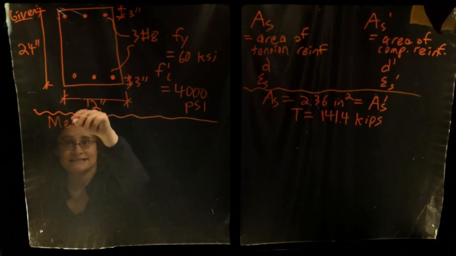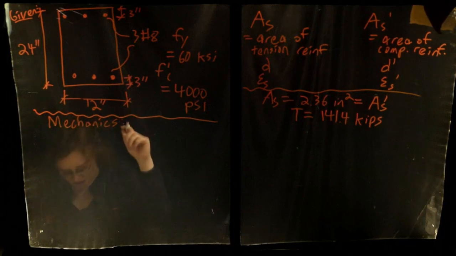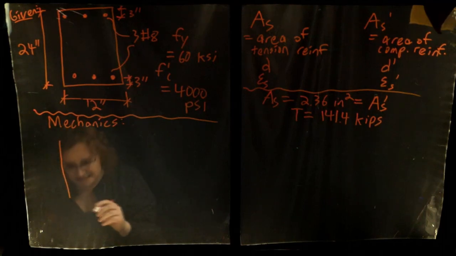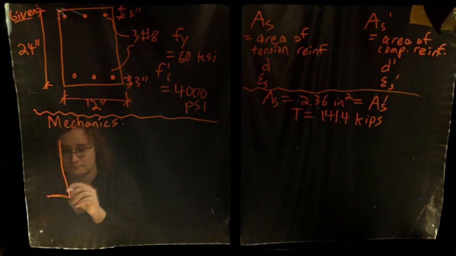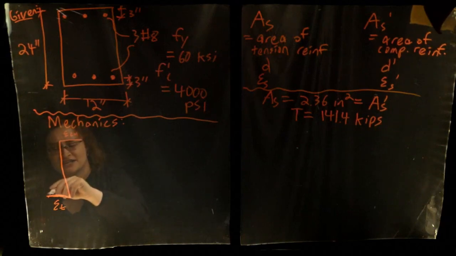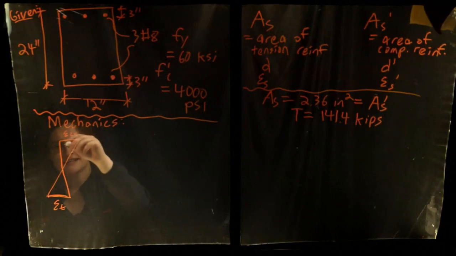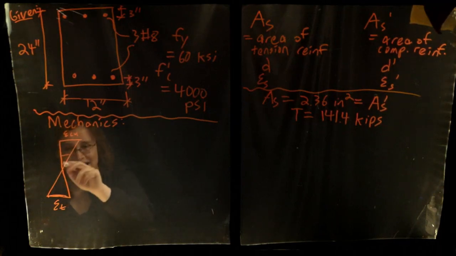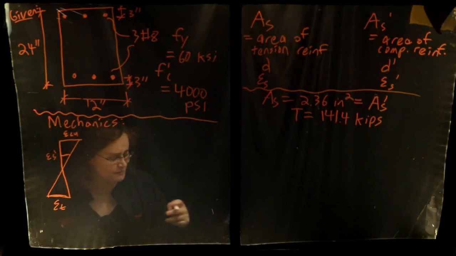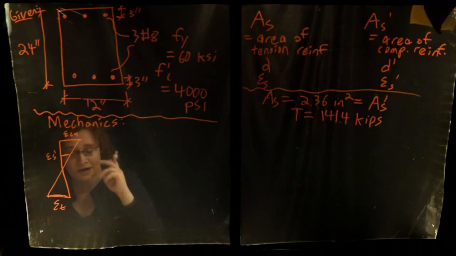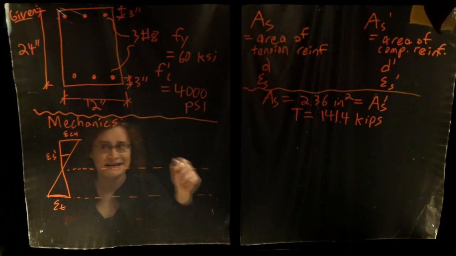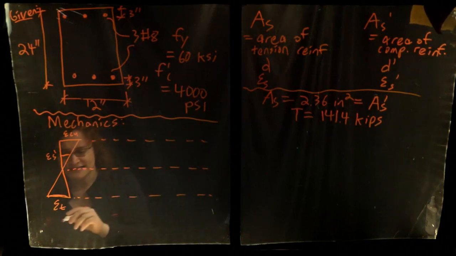So let's go and review the mechanics. First I want to look at a strain diagram. And I'm going to have my epsilon t at the bottom. And we're still going to have the epsilon cu at the top. That's not changing. And then at a certain depth, we will have our compression steel, and we can use an epsilon S prime for that. Epsilon S prime refers to the strain of steel, but with prime for the compression reinforcement. And I'll just go ahead and draw some continuing lines here. So this is our strain diagram.